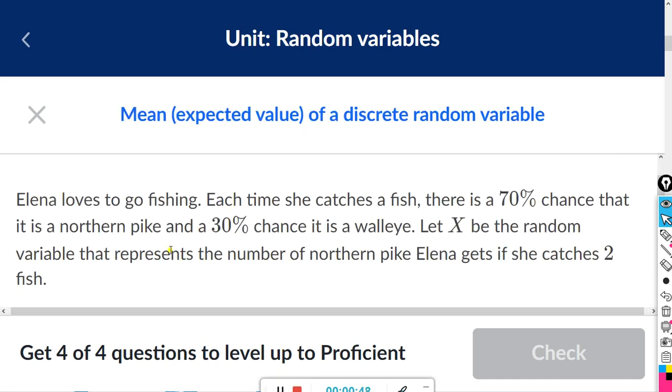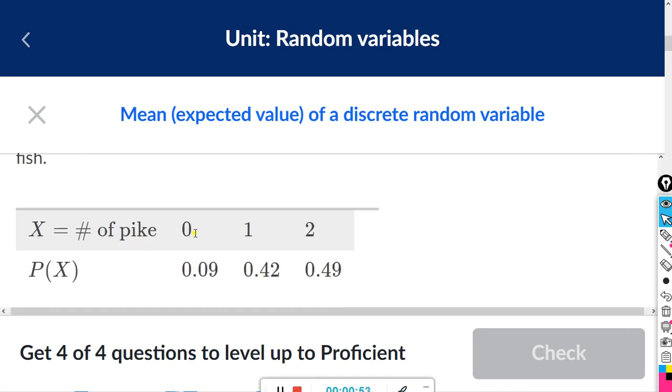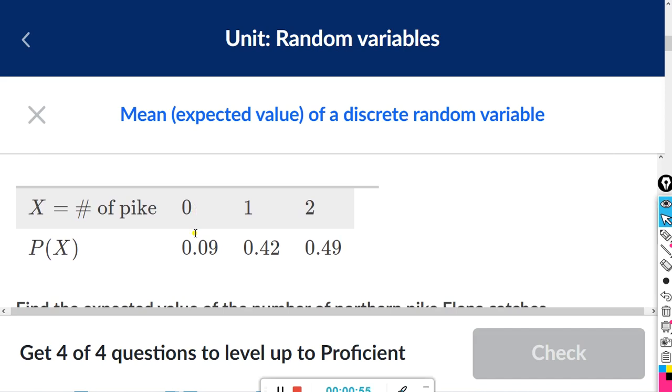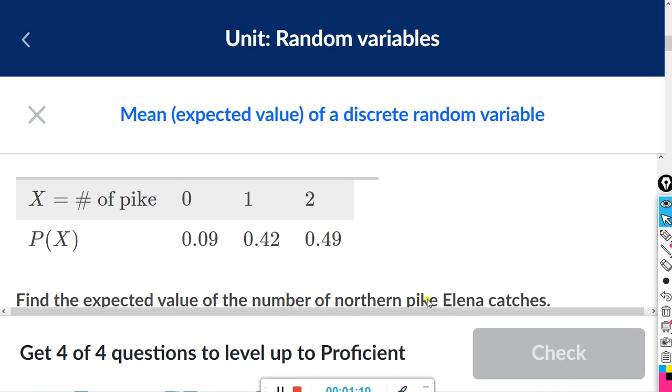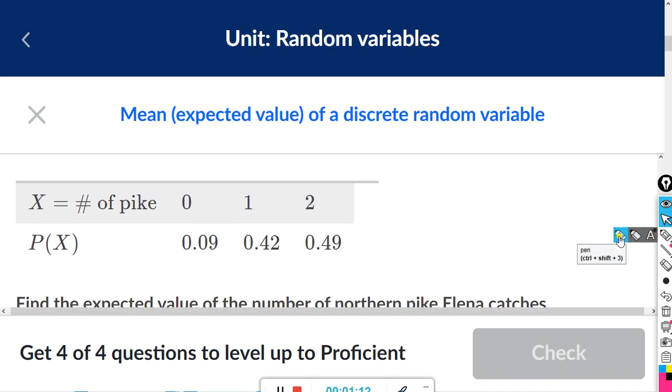You can read the write-up, but it's not really necessary in this particular problem. Maybe in all the problems you won't have to. We can clearly see that we have the number of pike fish that were caught and the probability for each one, and they want us to find the expected value of the number of northern pike Elena catches. So we're going to do the sum of x times P of x.